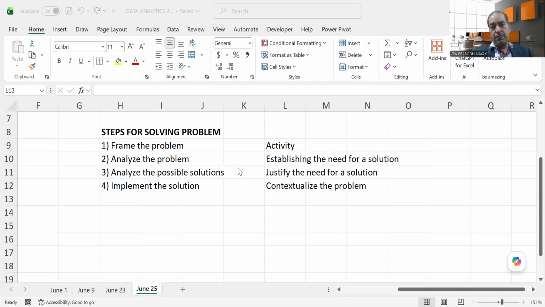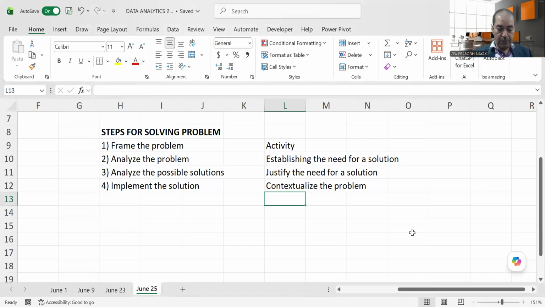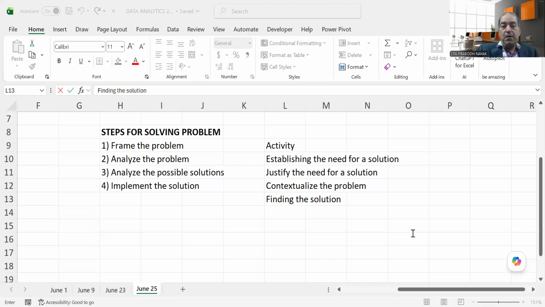The last step is finding the solution. For finding the solution, you will ask the question: is the given problem made up of different other problems? What are the requirements that the solution to this problem should have? And which problem solvers or which data analysts should be engaged?